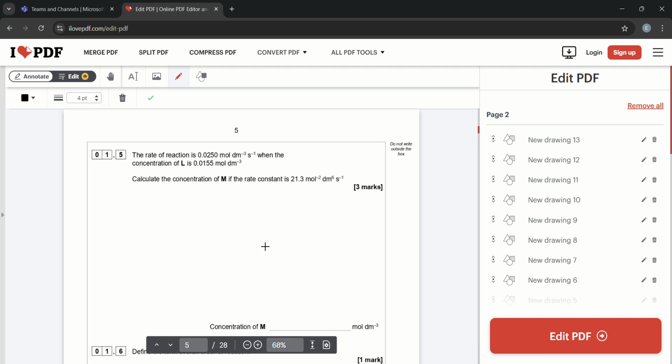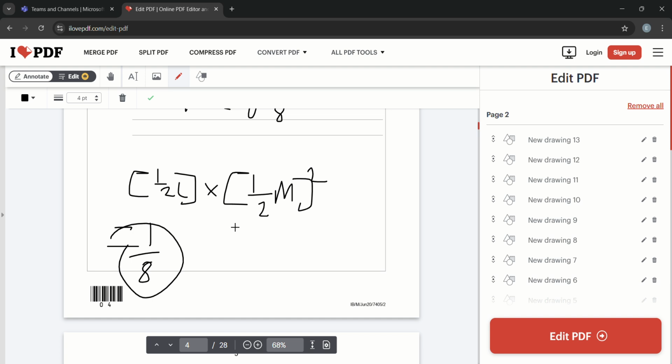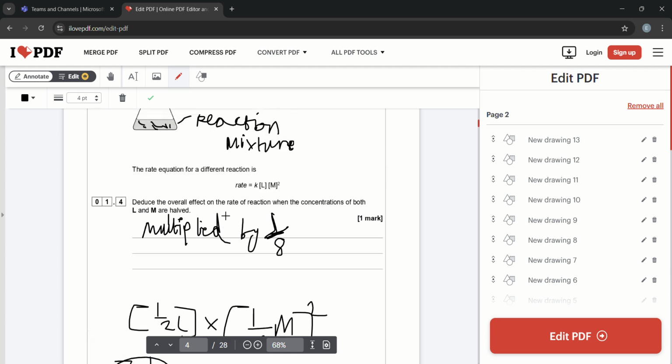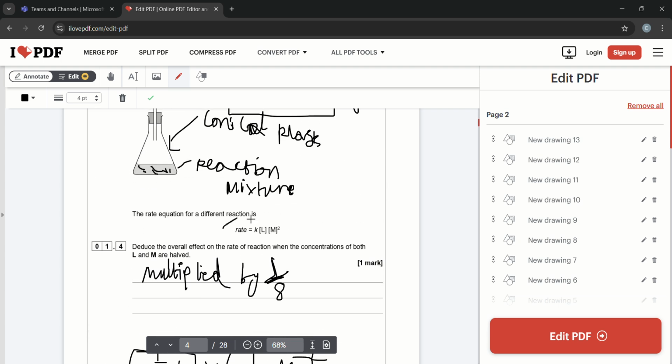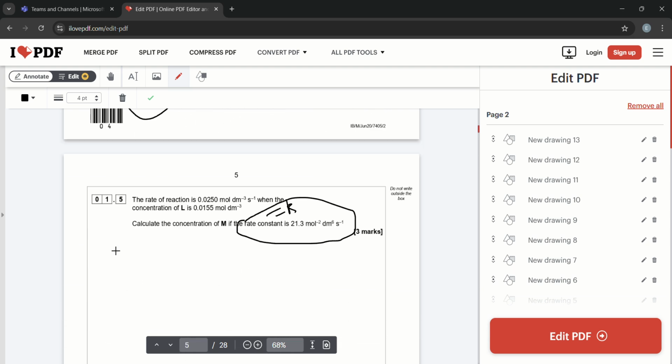And then 1.5, the rate of reaction is this when the concentration is that. Calculate the concentration of M if the rate constant. Remember, rate constant is equal to K. So I feel like they purposely wrote rate constant to trick students out, because if they labeled it K quite clearly, it'd be, I think, a lot easier. So we know the rate equation is this. Rate is equal to KLM squared. So let's write that down.